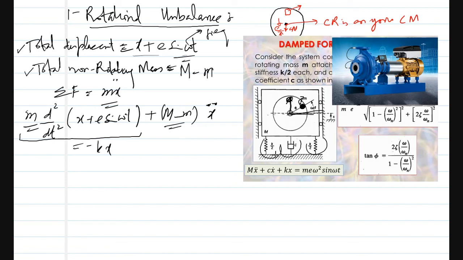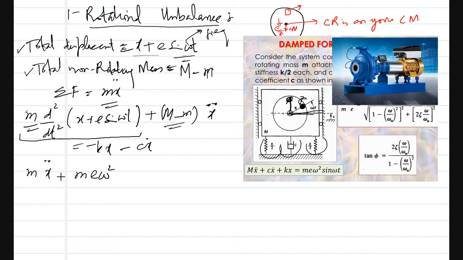So we have two springs and they are in parallel, so k by 2 plus k 2 gives k, minus c x dot. This is our governing equation. Just solving it, you get M x double dot, and plus m e. If you take the double derivative of e sine omega t, it becomes e omega square, so it will become minus.